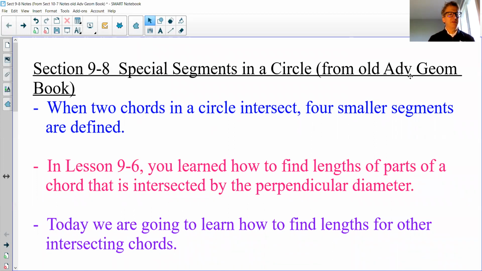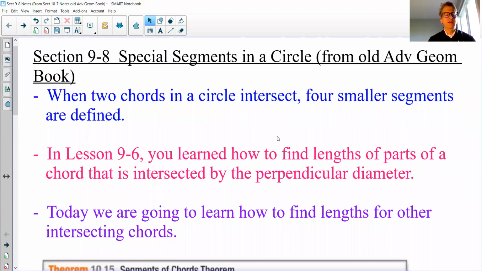If you do have your book, a few people do still have their book, but this is actually a section that's not going to correspond with the book. This is from an old advanced geometry book that the high school has used. This is strictly on special segments in a circle. With this section, it's fairly quick, so I'm going to go pretty fast through the first few pages today. But let's start with the first section on Theorem 10.15.